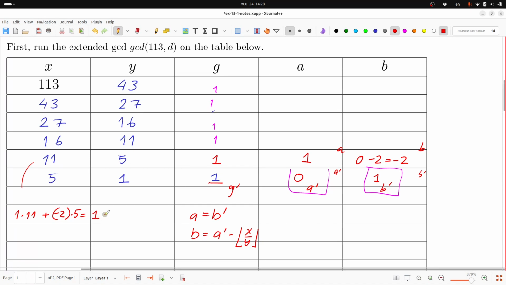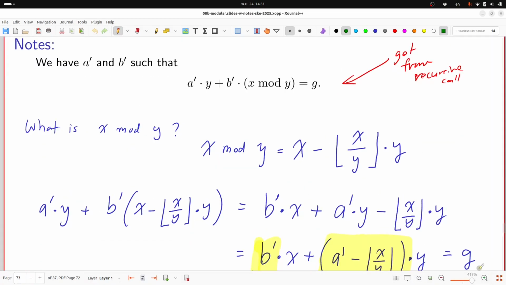Okay? Now, let's do it one more time. So now when you look at this row, this guy will be a prime, this will be b prime. So a, and this will be a, this will be b. So a prime, b prime will be my node. You don't have to write it down. Okay. So a is gonna be b prime. B prime is minus 2, and then b is gonna be a minus this 16 divided by 11. The floor of that. So how many times can you divide 16 with 11? 1.